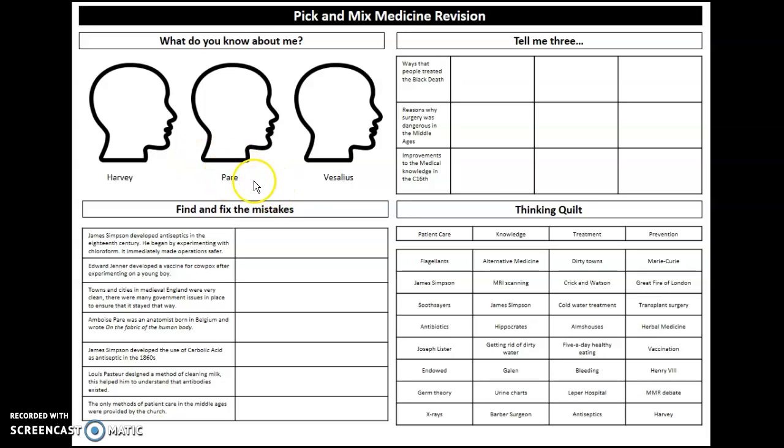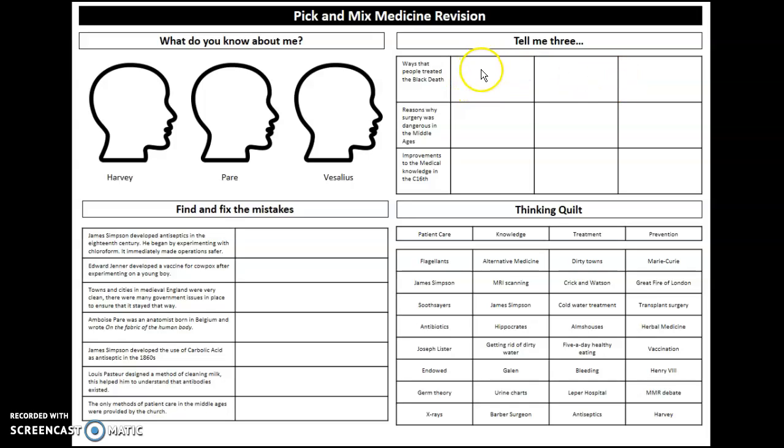The next task you need to do is tell me 3. For each of these points, you need to tell me 3 different bits of information. So 3 ways that people treated the Black Death in 1348. 3 reasons why surgery was dangerous in the Middle Ages. 3 improvements to medical knowledge in the 16th century. So write 1 bit of information in each box.